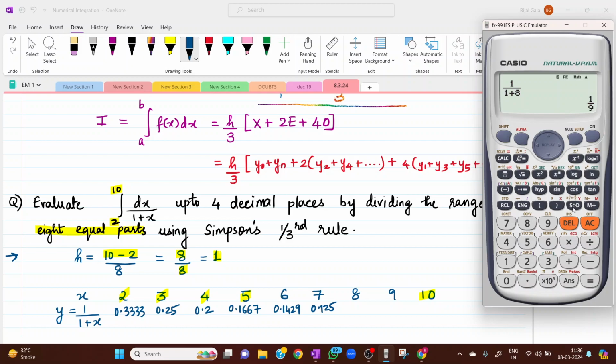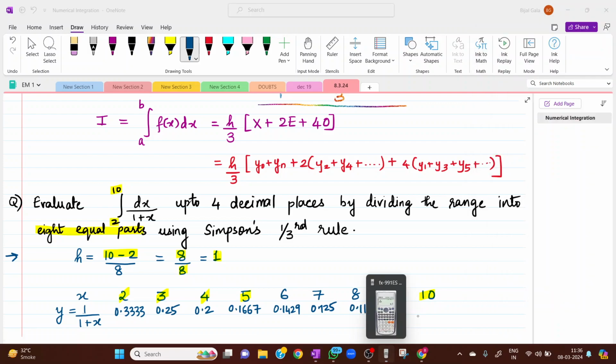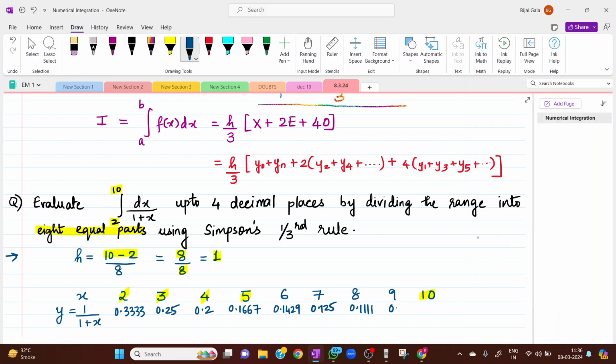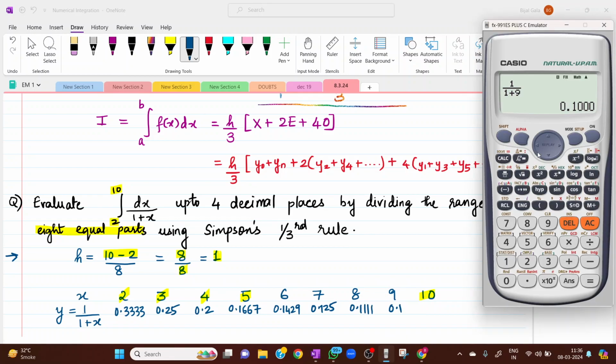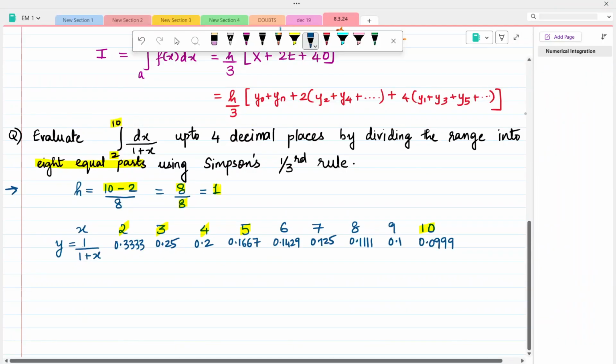Is the calculation understood by everyone? How is it being done? Yes, ma'am. 0.111. Next, replace by 9. So you get 0.1. And lastly, you replace by 10. So you get 1 over 11, which is 0.099. Okay. So you have got the table completed.